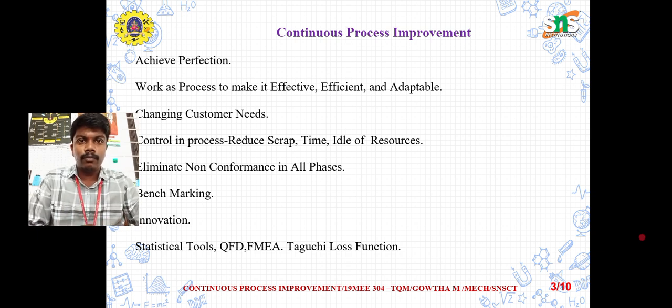First one is to achieve perfection. We should achieve the perfection. Next one is to work the process to make it effective, efficient and adaptable. We are well known about effectiveness, efficiency and adaptability. Next one is changing customer needs, which change trend by trend, so we should adapt to the changing customer needs. Then control and reduce scrap, time, idle time or resource. We should find out the scrap and idle time, then segregate that, then reduce that. That's the concept of continuous improvement.